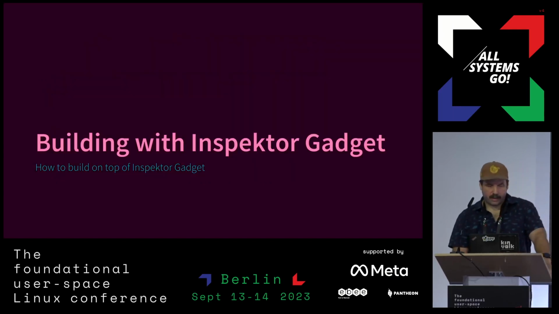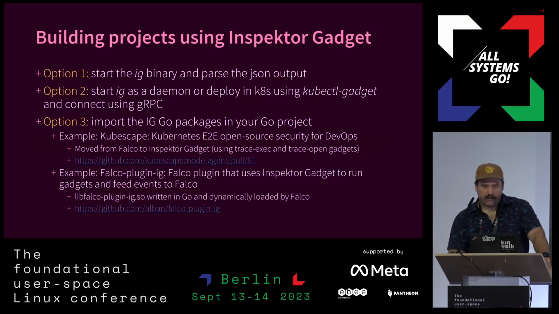Thank you, Armin. So one of our goals is not only to allow you to use container mechanism to create gadgets and then use this tool interactively, but we want you to actually be able to build products on top of it. And so for that, we have several options. You can start IG binary and just parse the JSON output, which is completely okay. And then the other thing is you can start IG as a daemon or deploy it inside of Kubernetes, and you can communicate with it over gRPC through the API.